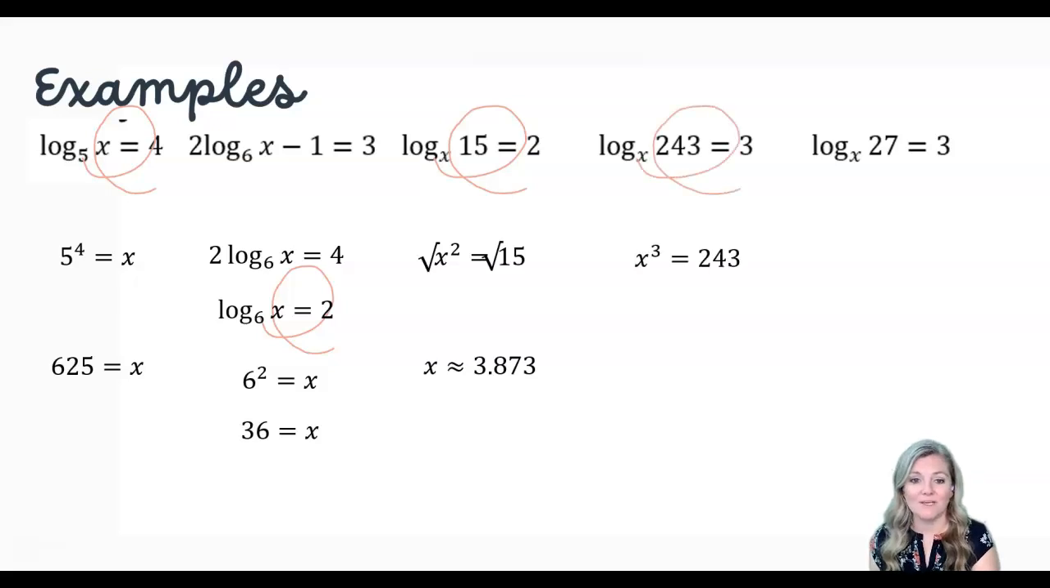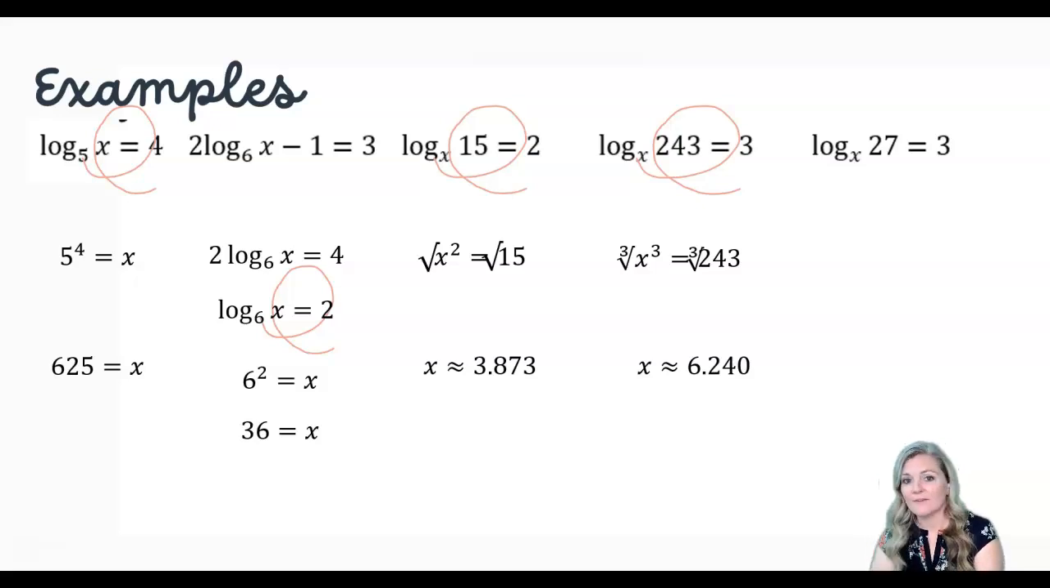Same idea here. I'm going to do the e. So this is x to the third is equal to 243. How do you undo cubing something or raising something to the third power? You take the cube root of it. So that is approximately 6.240.